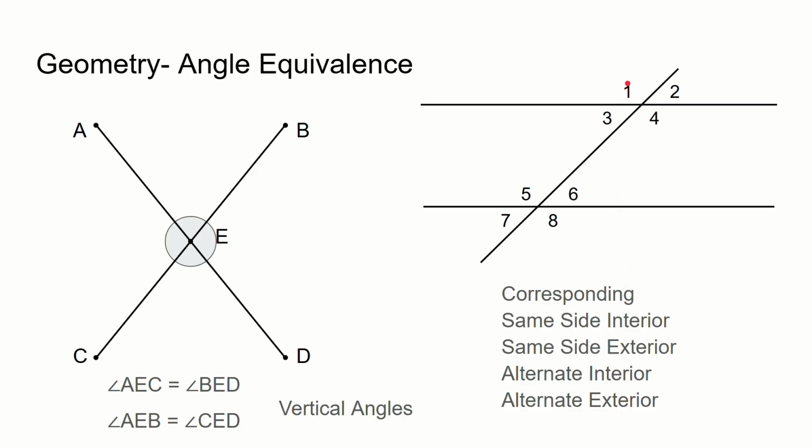Alternate exterior will be 1 and 8 and 2 and 7. So these will also be equal. So same side angles are going to be supplementary. Alternate angles will be equal, and corresponding will be equal. Interior and exterior just refer to whether you're within the parallel lines or outside of them. So these are the main ways we can conclude that angles are equivalent in geometry. And we'll be using these to make some proofs about what angles are in triangles and other polygons.